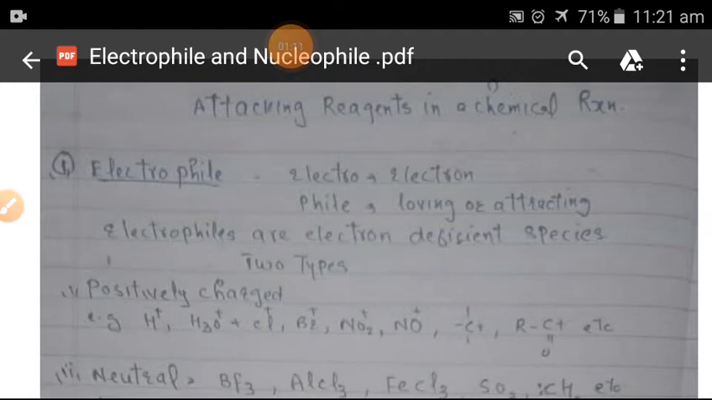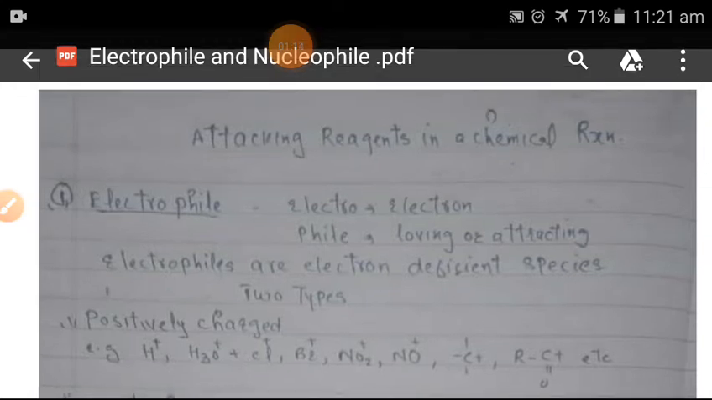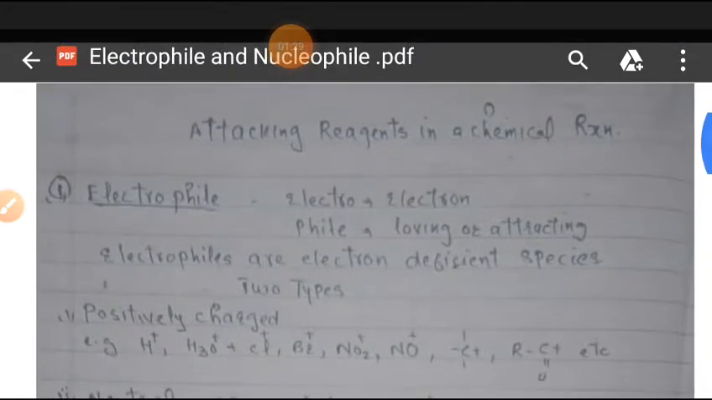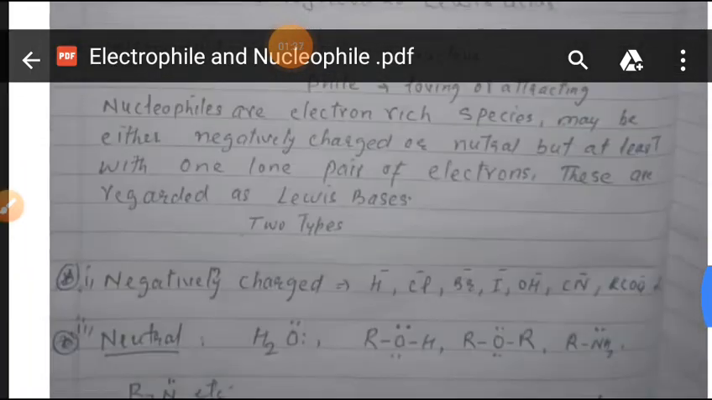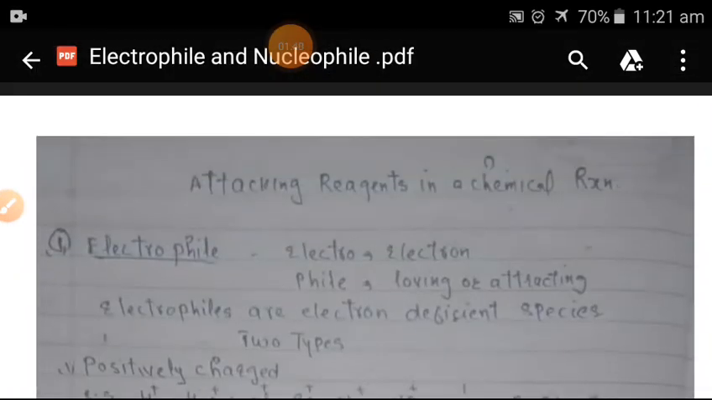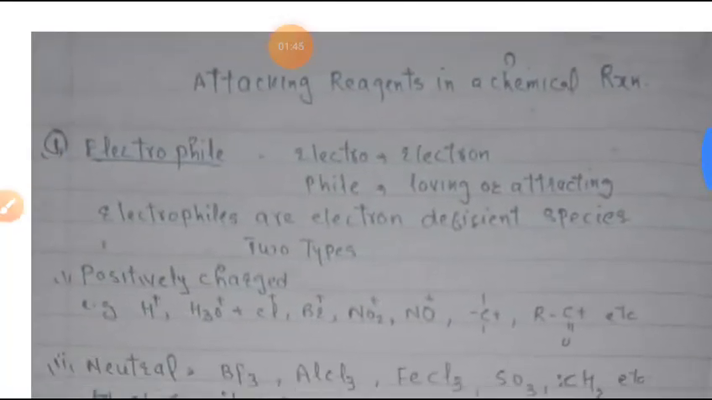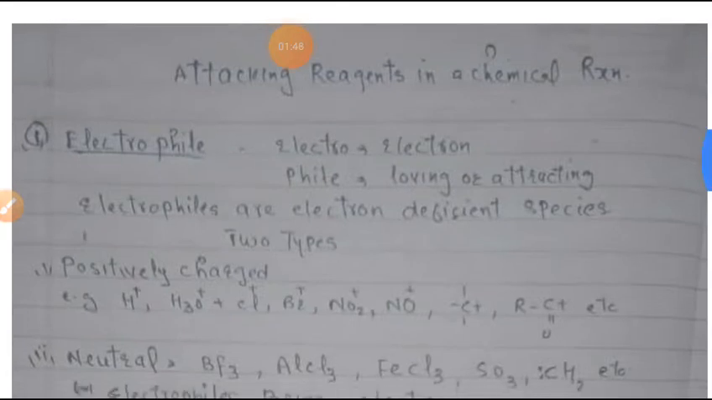There are different factors which are responsible for a reaction to occur, or a reaction to complete. One of them is the presence of an electrophile or electrophilic attack, or the presence of a nucleophile or nucleophilic attack. So what are electrophiles and what are nucleophiles? We will discuss them one by one. First, let us see what an electrophile is.